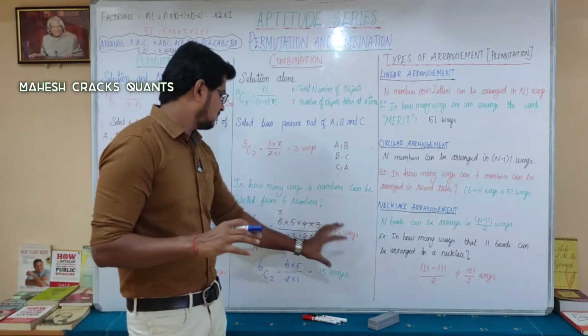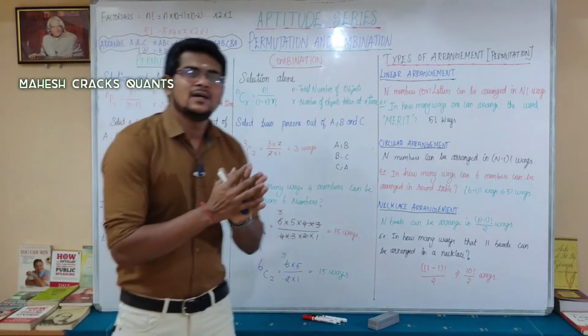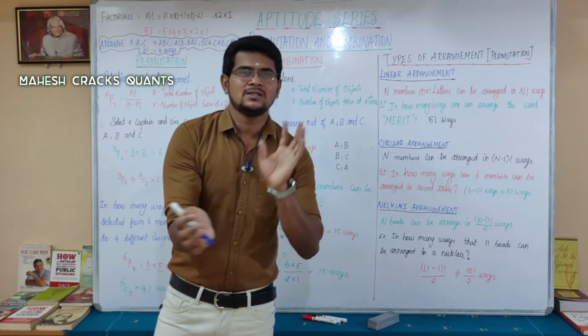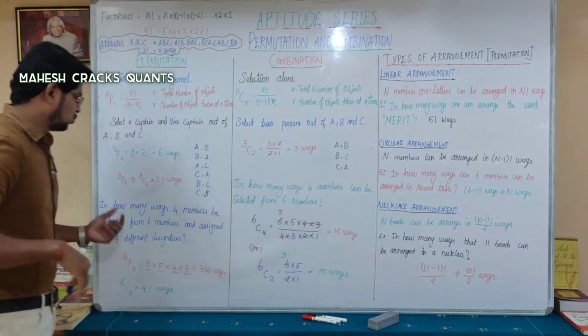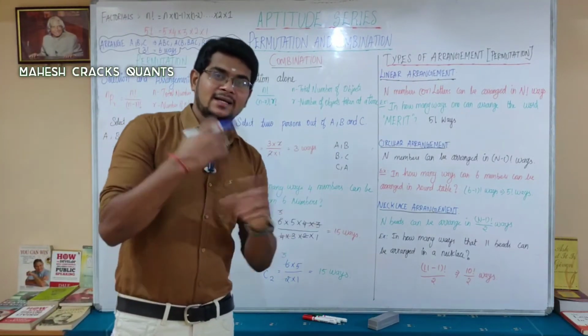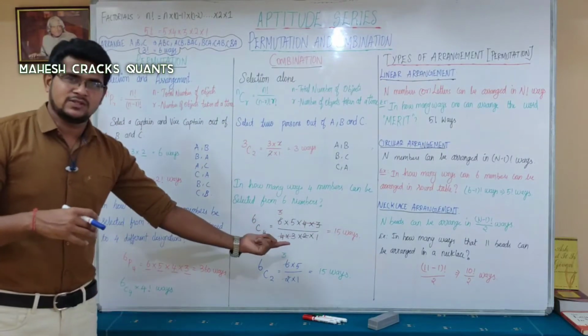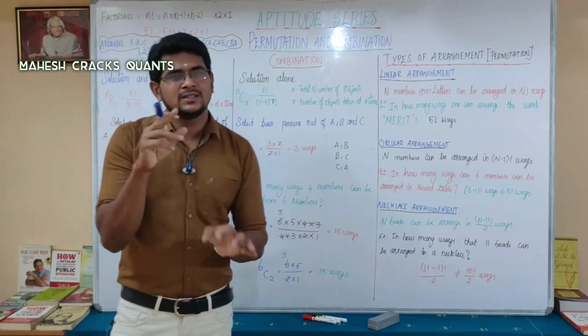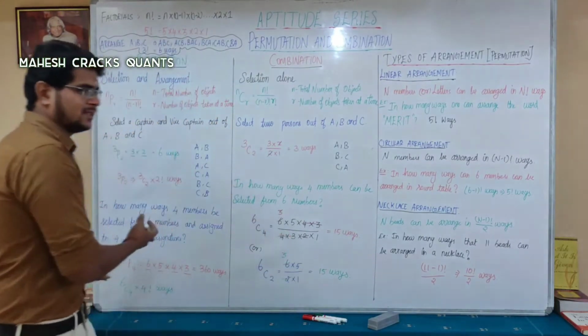So selection means 15 ways. You can select 4 members from 6 members in 15 ways. When it comes to permutation, I have to select and arrange. Selection is 15 ways, we know that. Arrangements: 15 ways into 4 factorial, that is permutation.